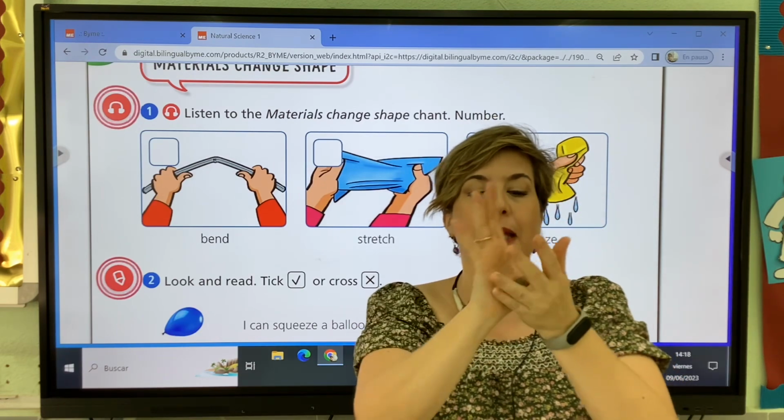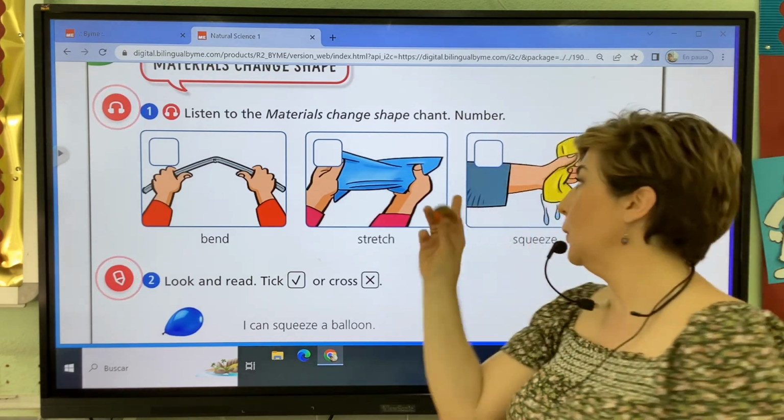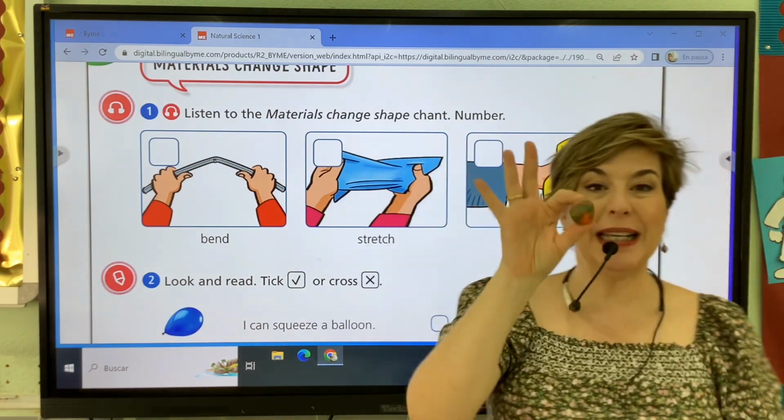For example, if I make a bowl, I'm going to change the shape. And now I'm going to squeeze it.